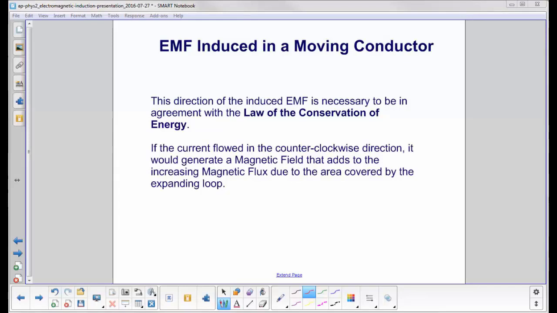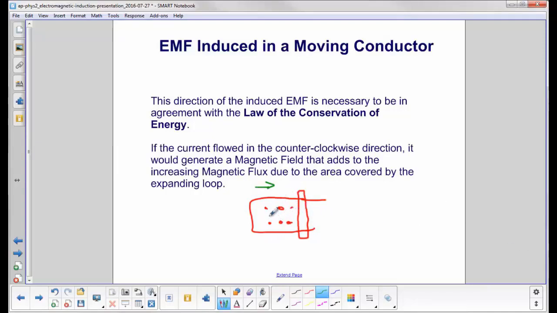Another way to look at that is the direction of the induced EMF is necessary to be in agreement with the law of the conservation of energy. And we're going to prove that by assuming the opposite. So here's the bar, and it was moving at constant velocity when it was in this field. And we showed on the last page that it will induce a current that is going this way. So we will have a magnetic field within the loop into the page, and that will help cancel out the increasing flux due to this magnetic field.